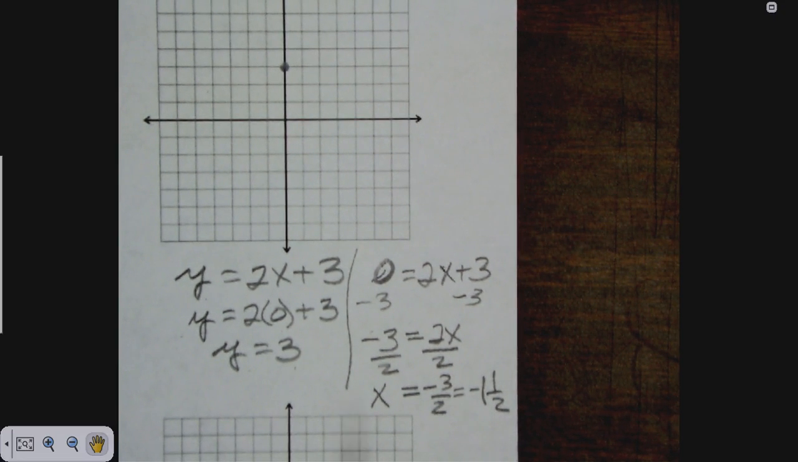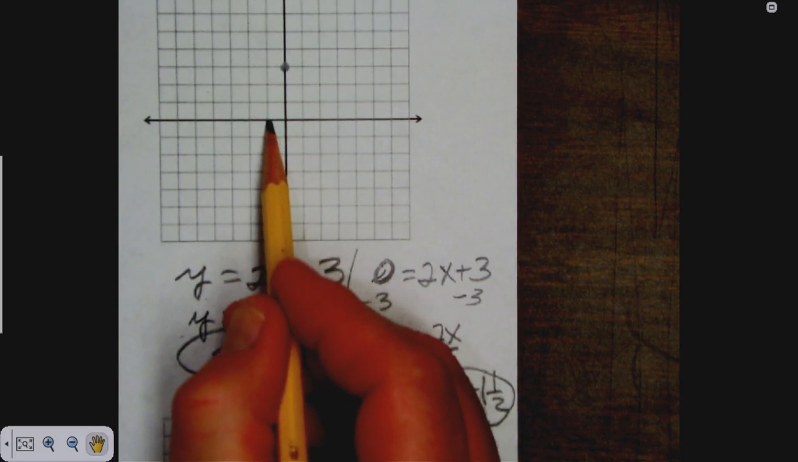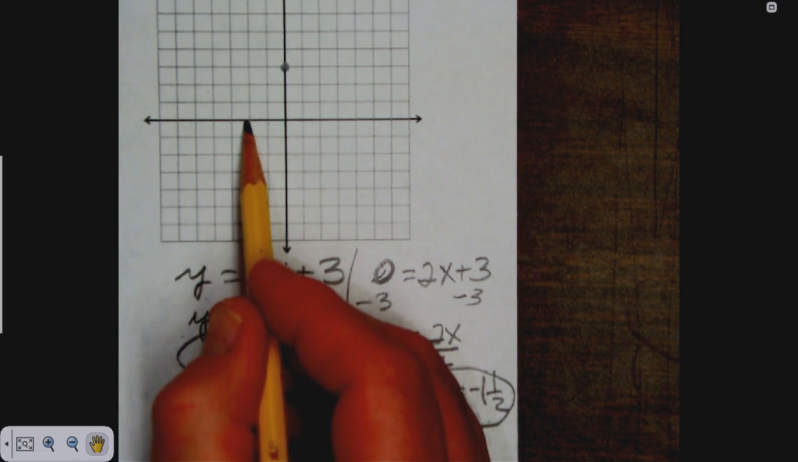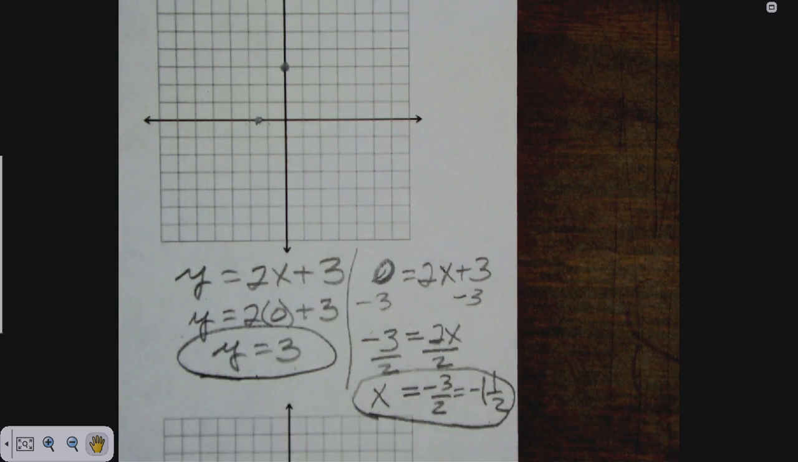So, well, I have 2 points here, right? I have this, and I have what x is here. I'm going to go up to this graph. I've already done where it crosses the y-axis. Now this is where it crosses the x-axis. Well, here's negative 1. Here's negative 2. Negative 1.5 is going to be right about there. And now I'm going to draw a line through those 2 points.